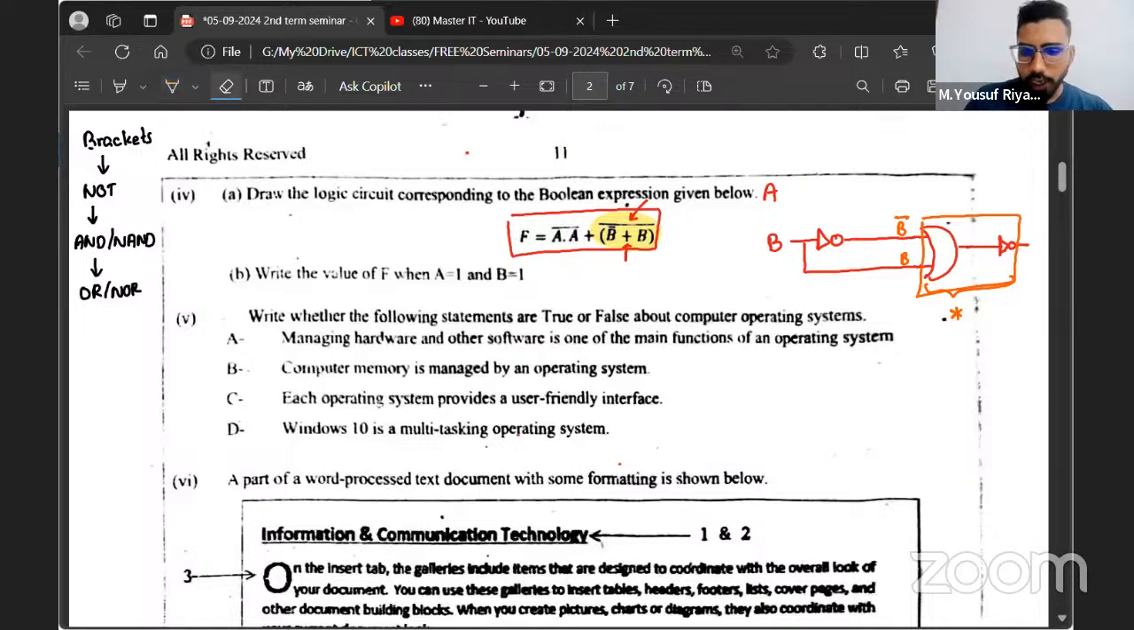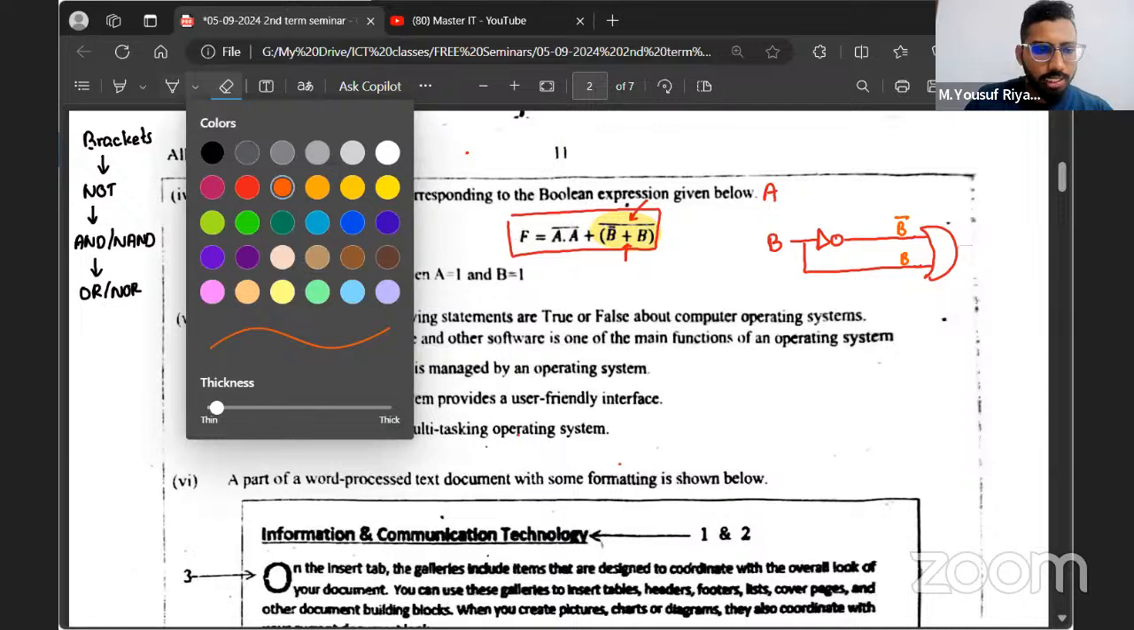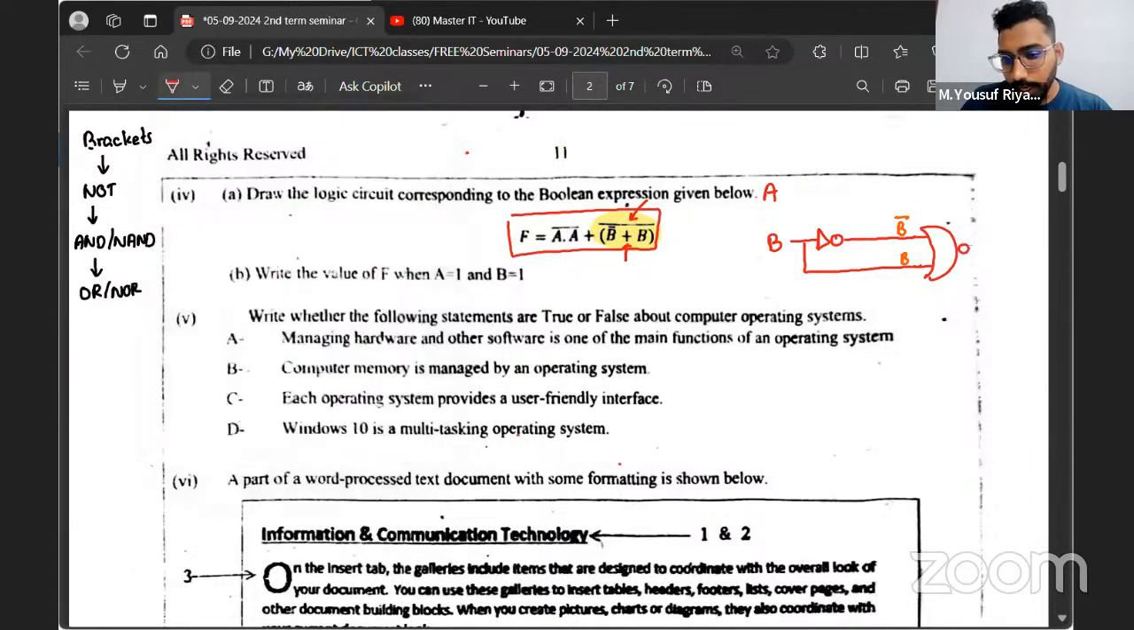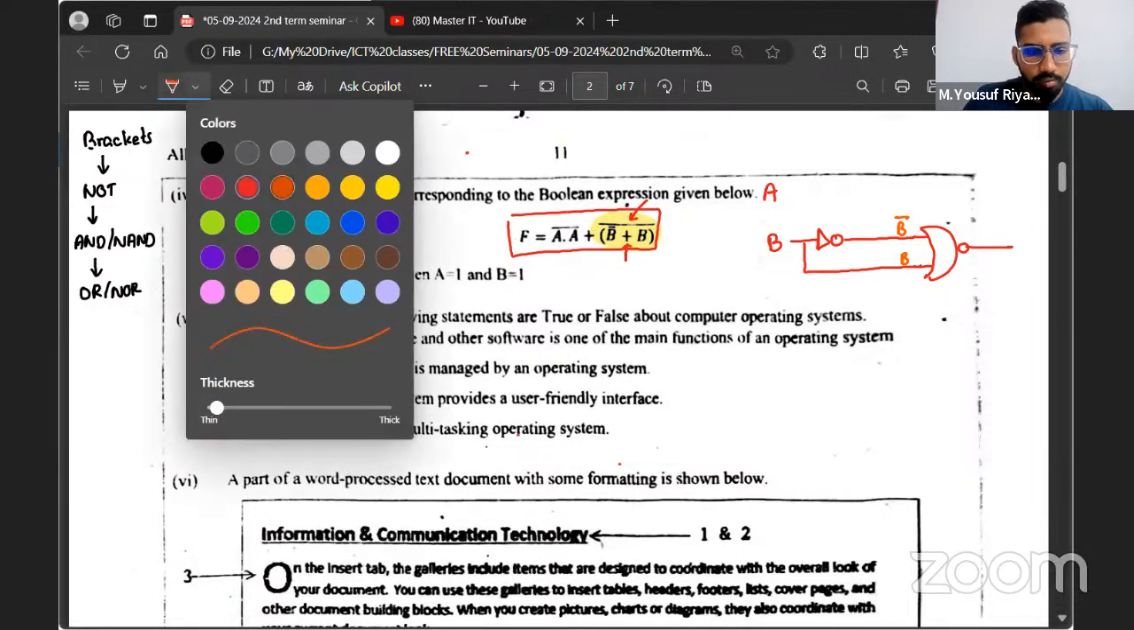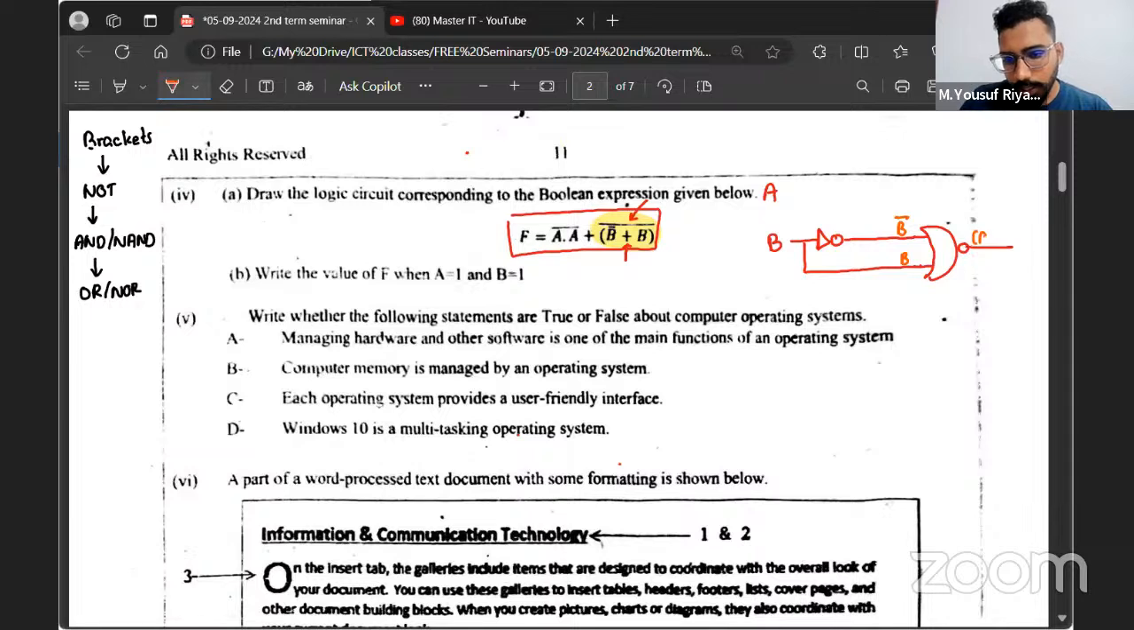Yes, that is a NOT NOR gate. So what I can do, without mentioning OR and NOT both, is simply use the NOR gate only. Again, both are correct, but let's use this NOR gate. So if I use the NOR gate here, the value I'll have here is (B' + B)'. I have solved this bracket.